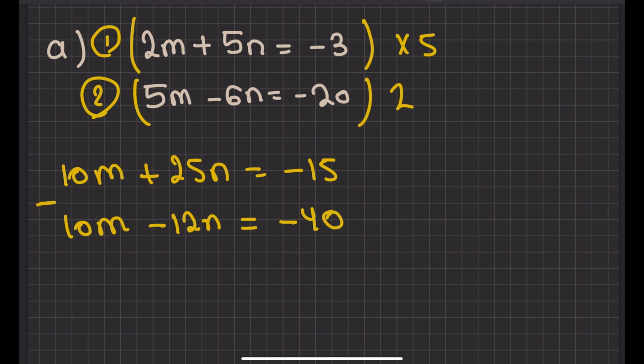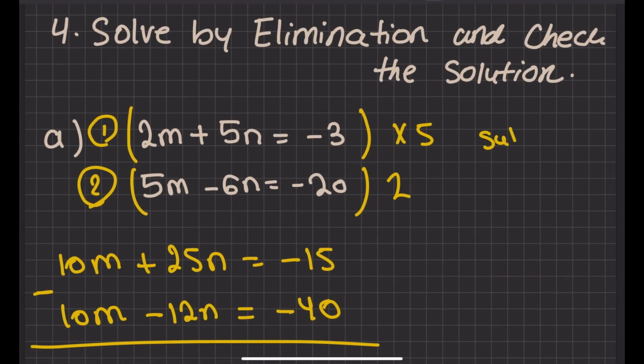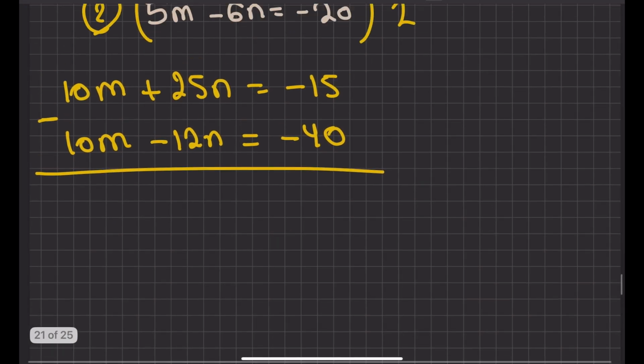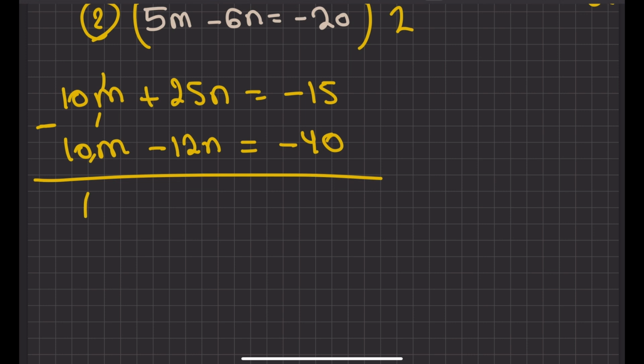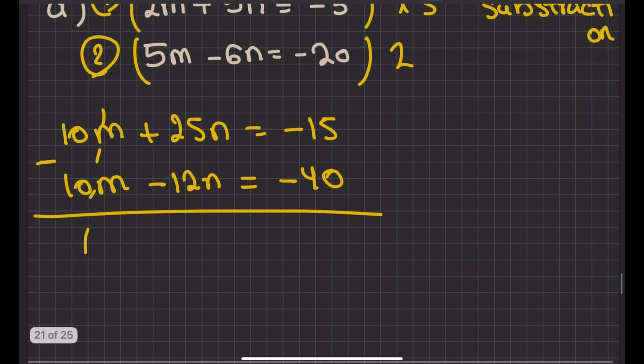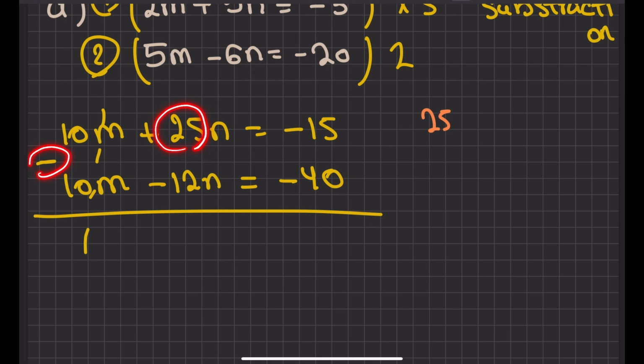Now I want to use subtraction. That was my choice. I'm just going to write down subtraction here. So 10m minus 10m cancels out. 25 minus 12, always remember the small details. So it's 25 minus minus 12. Minus to minus becomes positive, so it's 25 plus 12, which is going to be 37.